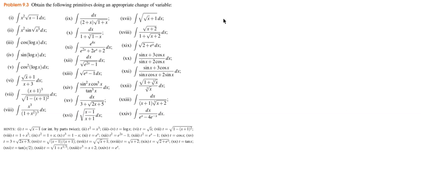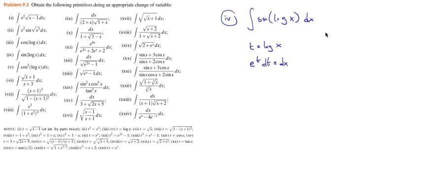Now part 4. So this is very similar. The sine of the logarithm of x. Exactly the same thing as before: e to the t dt is dx. So this is the primitive of e to the t sine of t dt, and this is exactly e to the t divided by 2, times the sine of t minus the cosine of t, plus c.